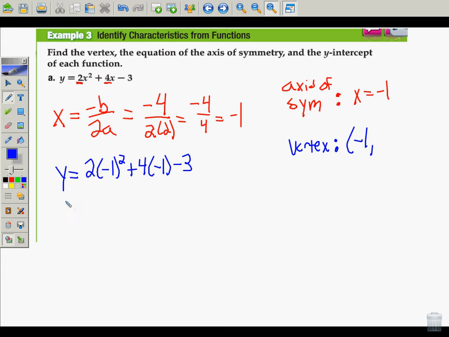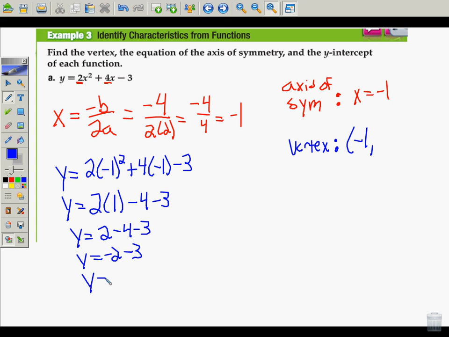So I get y equals 2 times negative 1 squared is 1. 4 times negative 1 gives me minus 4 minus 3. 2 times 1 is 2. 2 minus 4 is negative 2. And negative 2 minus 3 gives me negative 5. So the vertex is negative 1, negative 5.